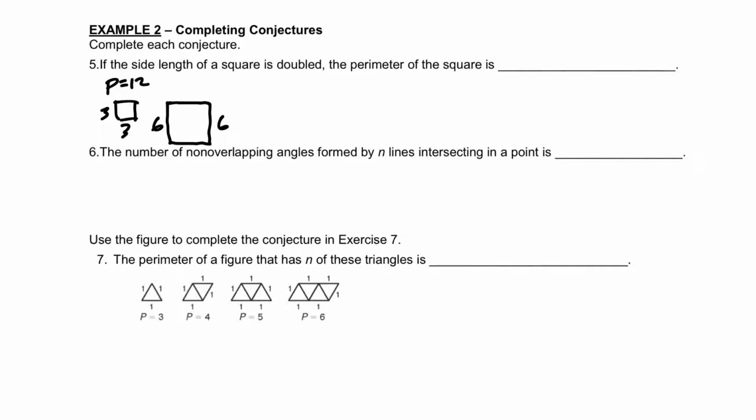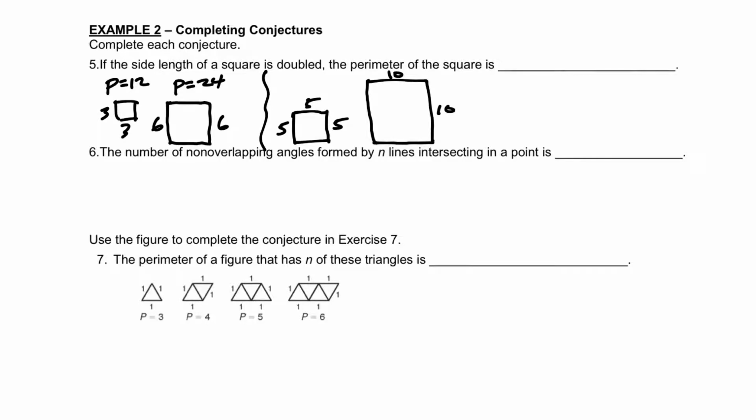So then that perimeter would be 24. And so it looks like when I doubled the length of a side, it also doubled the perimeter from 12 to 24. Now we might want to do this with one more specific example just to see if that holds true. So I'll draw you another one really quick.